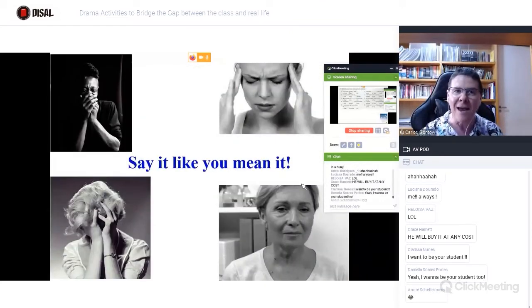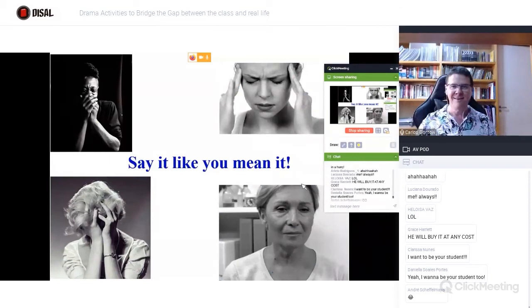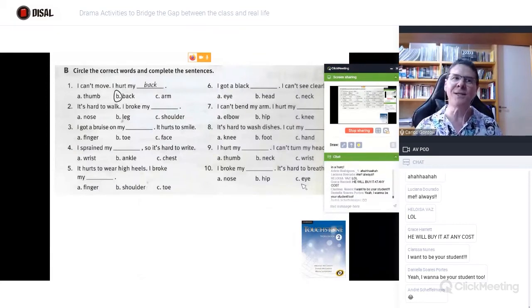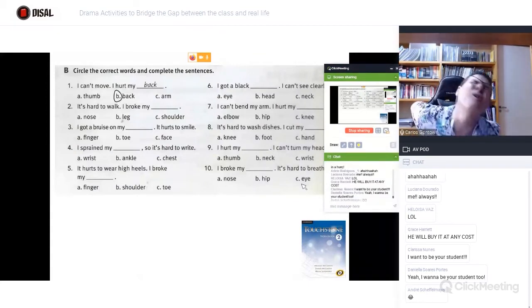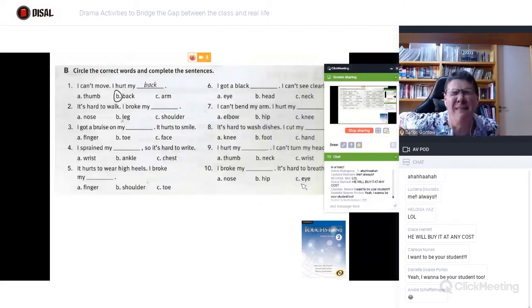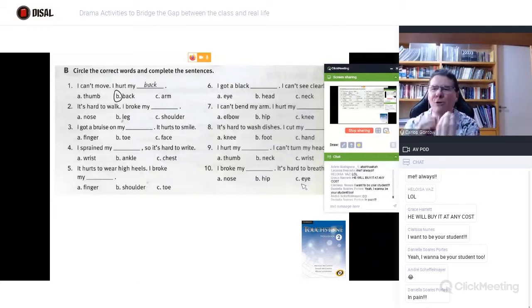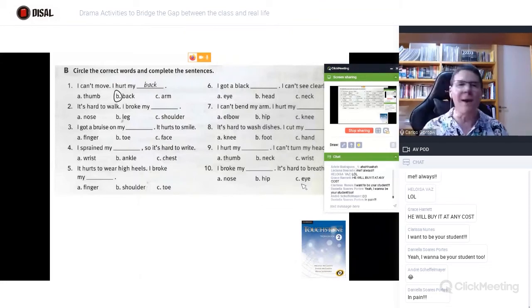But in real life, if you're feeling pain, you have to say this like you mean it. So if you hurt your back, how do you say I can't move? I hurt my back. Oh, I can't move. I hurt my back. Oh, it's hard to walk. Ouch. Okay, you can put some ouches in the middle of the sentence. I got a bruise on my face. It hurts to smile. So now you're gonna say the 10 sentences again, meaning the pain that you're feeling. Everybody, go in a loud voice to make the people around you think that you're not feeling very well. Go.